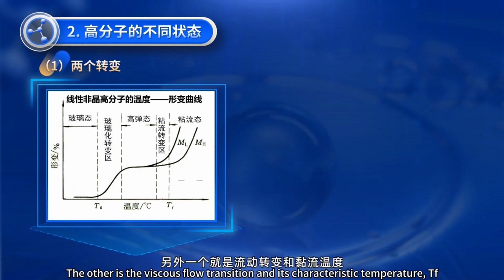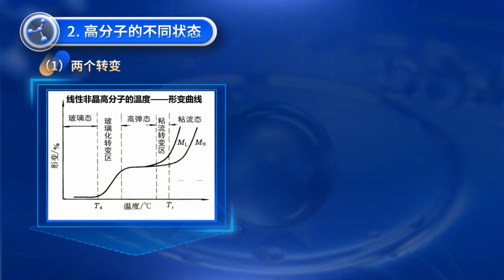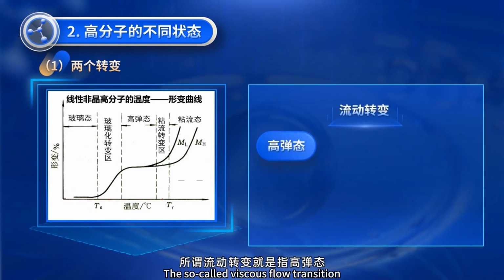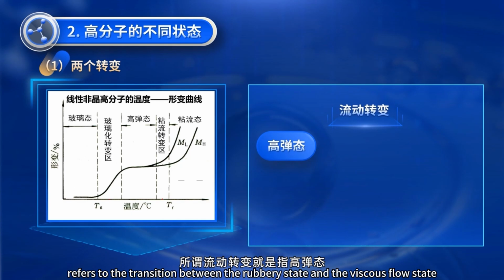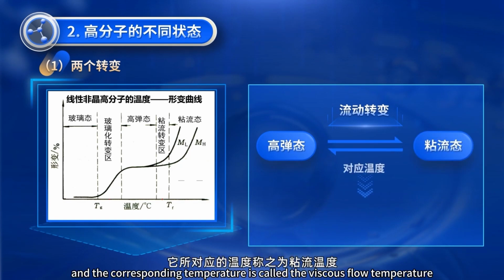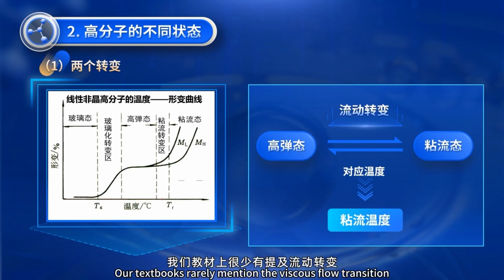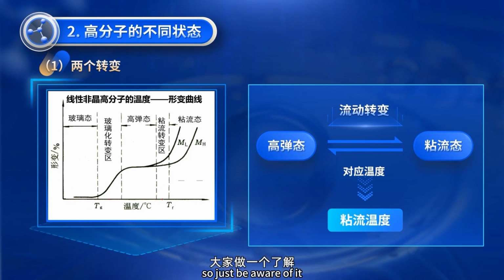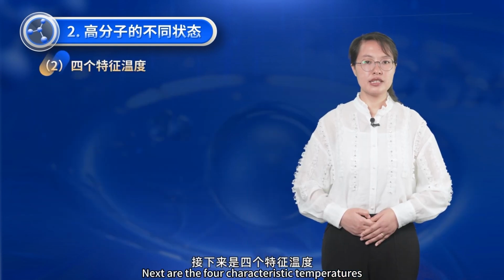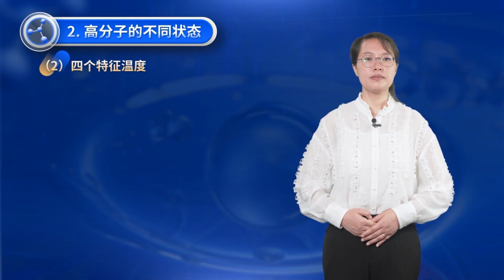The other is the viscous flow transition and its characteristic temperature, Tf. The so-called viscous flow transition refers to the transition between the rubbery state and the viscous flow state, and the corresponding temperature is called the viscous flow temperature. Our textbooks rarely mention the viscous flow transition, so just be aware of it. Next are the four characteristic temperatures.